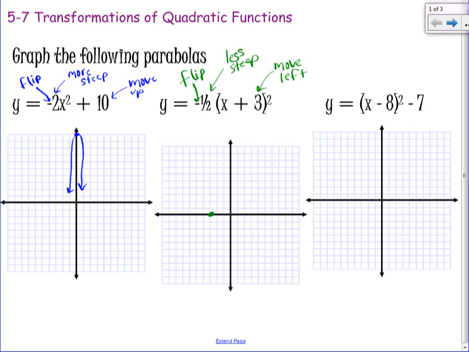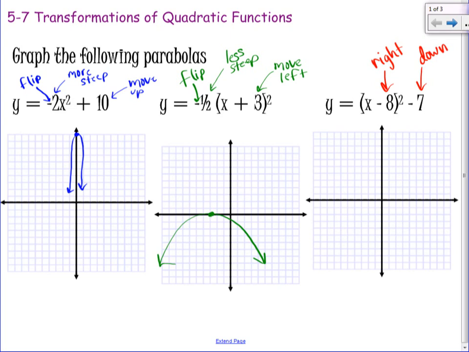So it's going to start there. And it's flipped upside down and less steep, so this would be easier to ski down than this blue one on the left. So you make it a little bit wider. Okay. Where are we traveling here and here? So we'll go right that far and down 7.